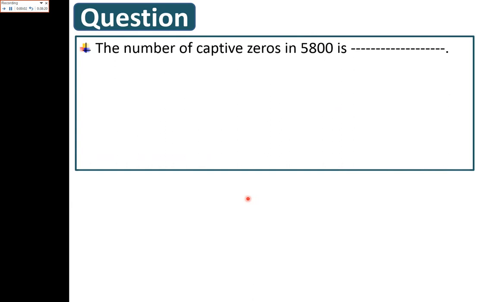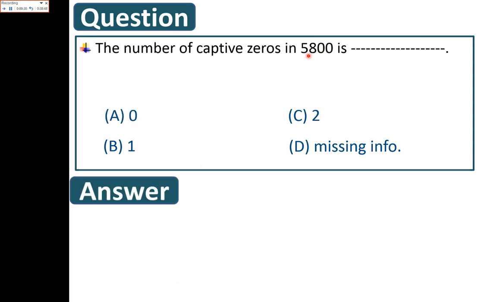Okay, another question. The number of significant zeros in 5800. How many significant zeros are here? Is this 0, 1, 2, missing info? Actually, the definition of a significant zero is the zeros between non-zero digits. So, do we have zeros between non-zero digits here? No, we do not have. So the answer will be number A, which is 0 significant zeros.